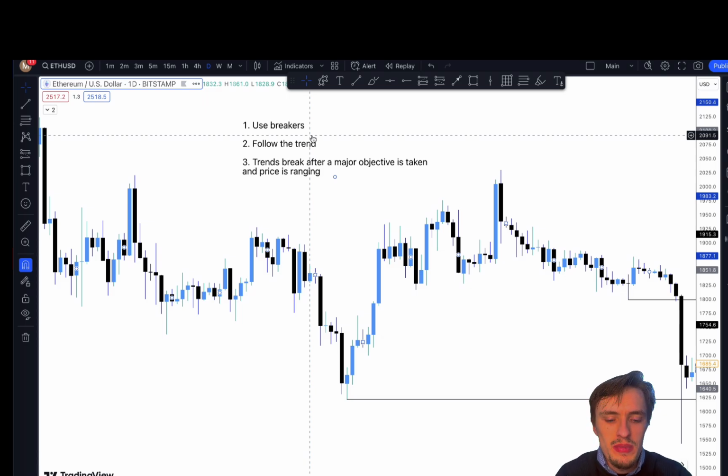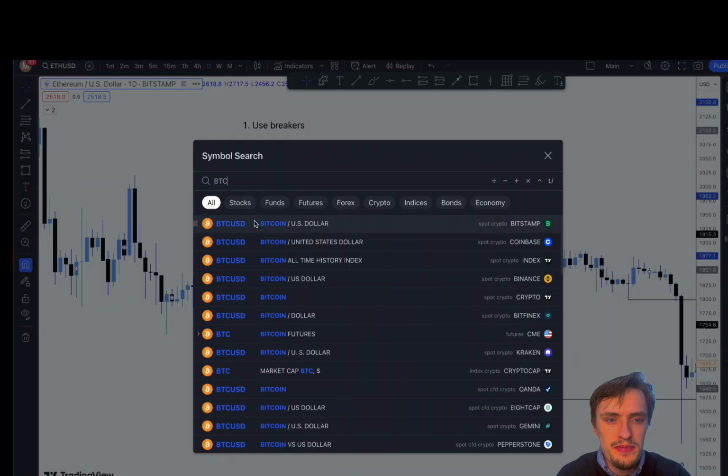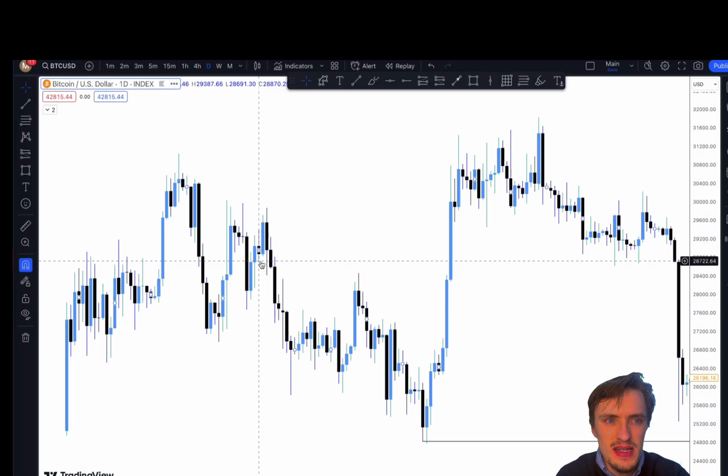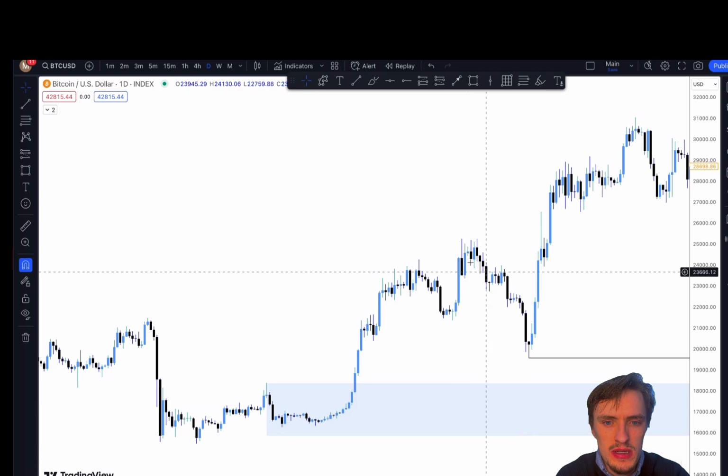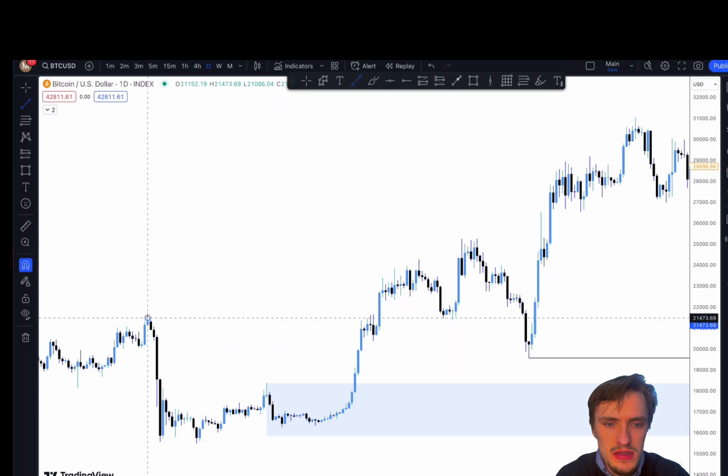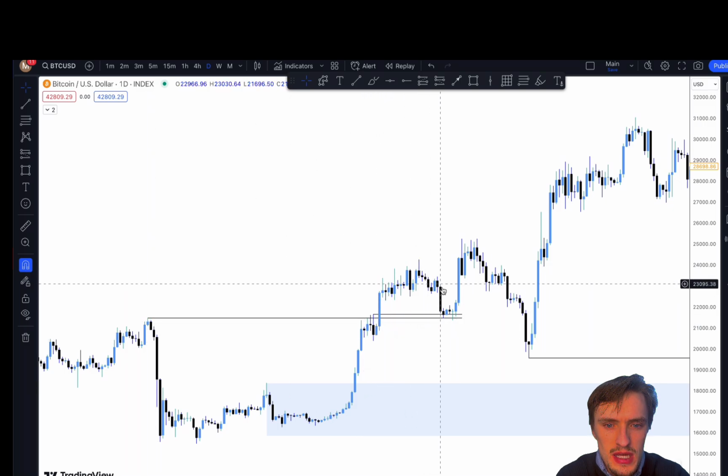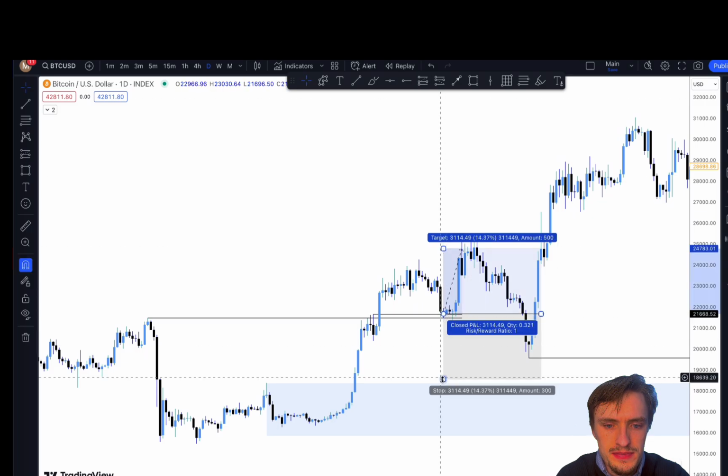So for example, let me go to the BTC chart, to the daily chart, and take a look at some previous data. Right here you can see this is a breaker. Price broke above this level. In fact, it could be considered a double breaker because it broke this level and this level. When it did, it came back and it took this high right there. That will be the entry.